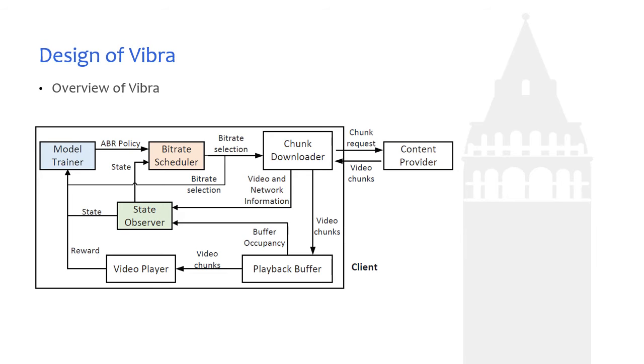The overview of Vibra can be seen in this figure. At the beginning of video playing, the chunk downloader finishes the first video chunk in the default bitrate. The finished video chunk is sent to the playback buffer and can be played by the video player. During this process, the video and network information and the buffer occupancy are observed by the state observer. Then the state of the next video chunk is sent to the bitrate scheduler for bitrate selection. Next, the state, the bitrate selection, and the reward of each video chunk will be the inputs of the model channel. This information is used to train the ABR algorithm through the A3C model.